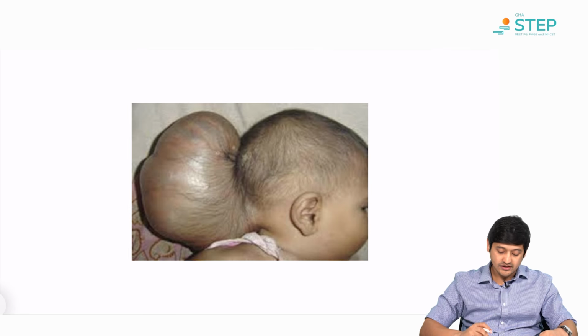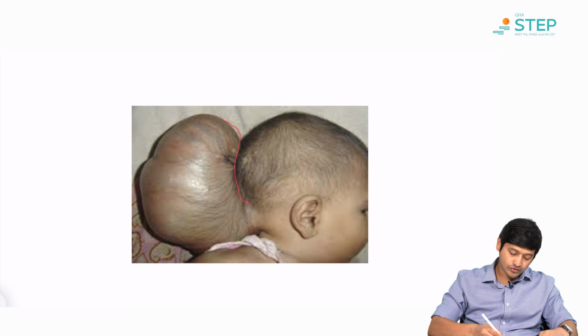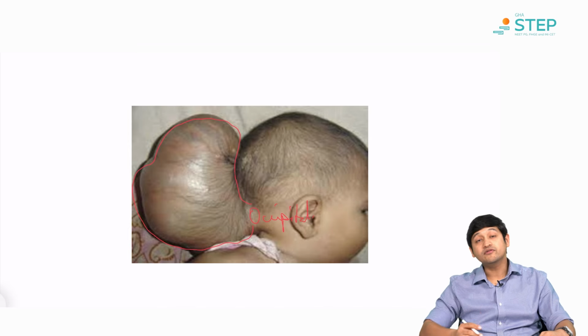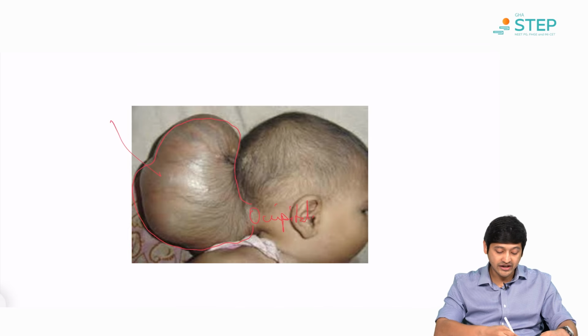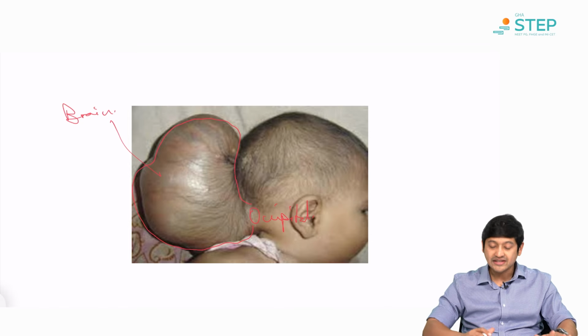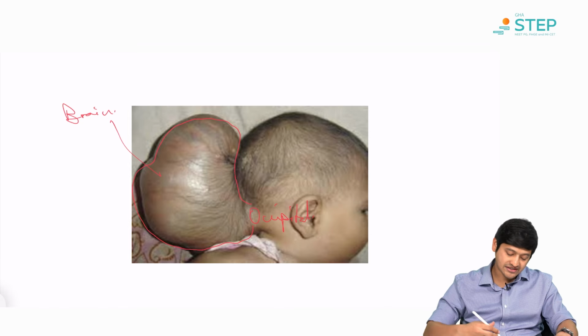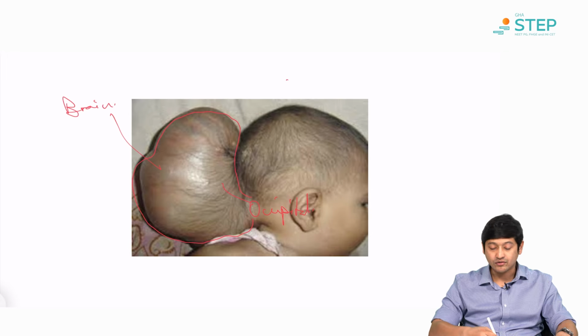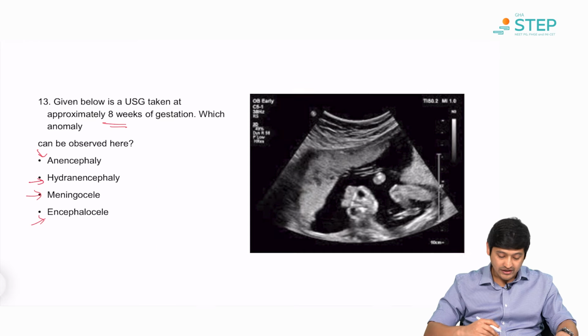So your next image becomes a large swelling protruding, appearing to have its origin at the occipital region. When it has an occipital origin like this, and cross-sectional imaging shows brain tissue, CSF, anything comprising the neuraxis or the neural elements has come out, this becomes an encephalocele.